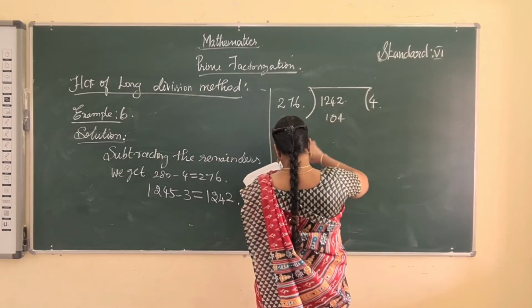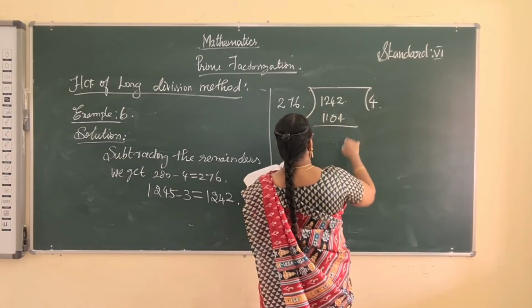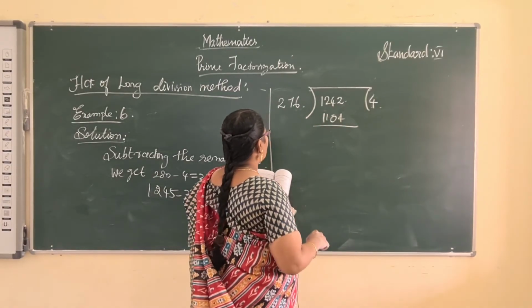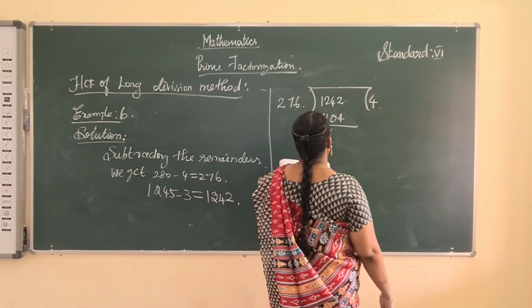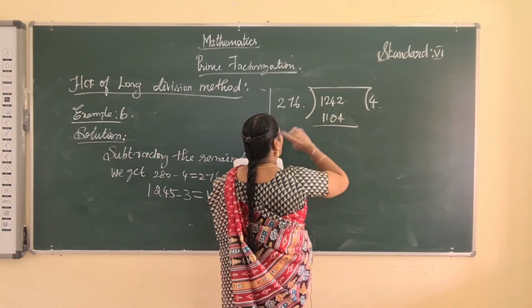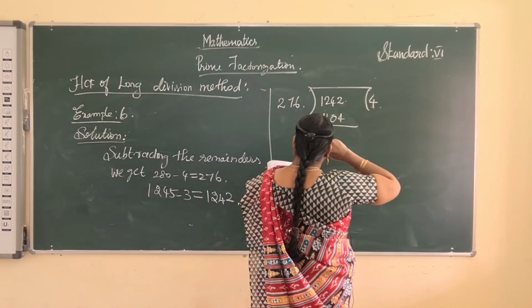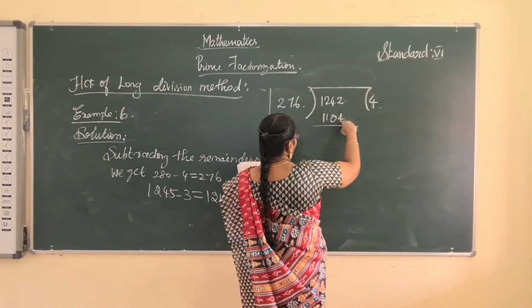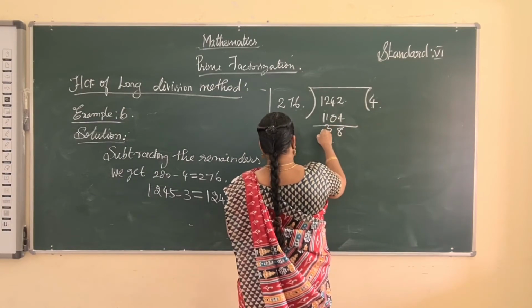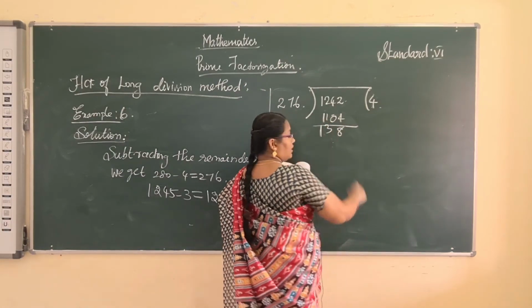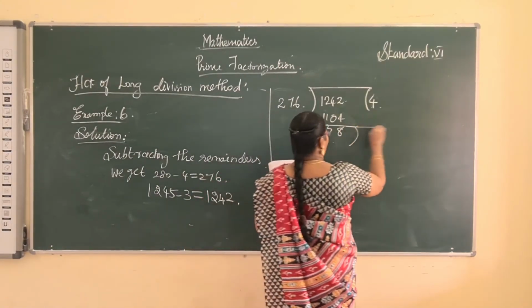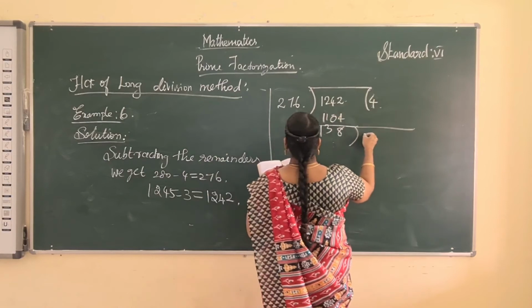4 2s are 8. 4 6s are 24, remaining 2. So 7 4s are 28 plus 2, 10, 0, 1, 4 2s are 8 plus 3, 11. Okay, now subtract this value, what do we get? 8 3 1. Now the remainder is considered the divisor, and the divisor is considered the dividend.